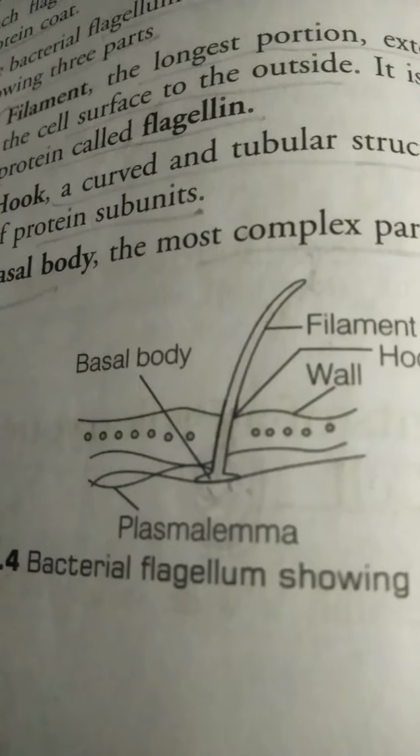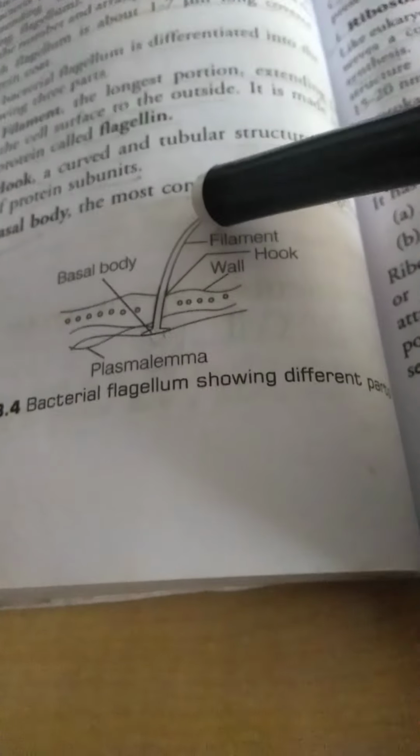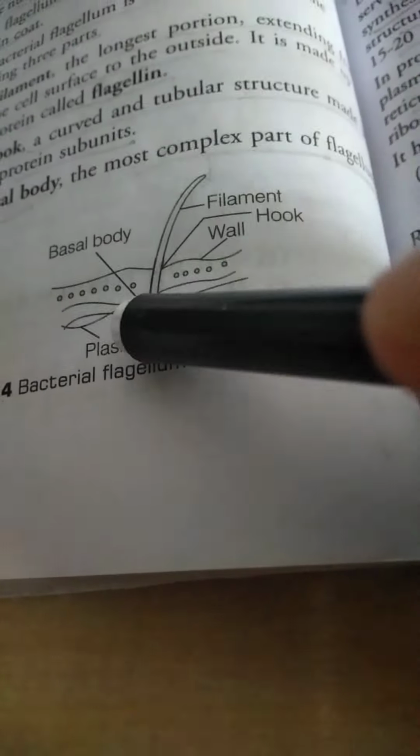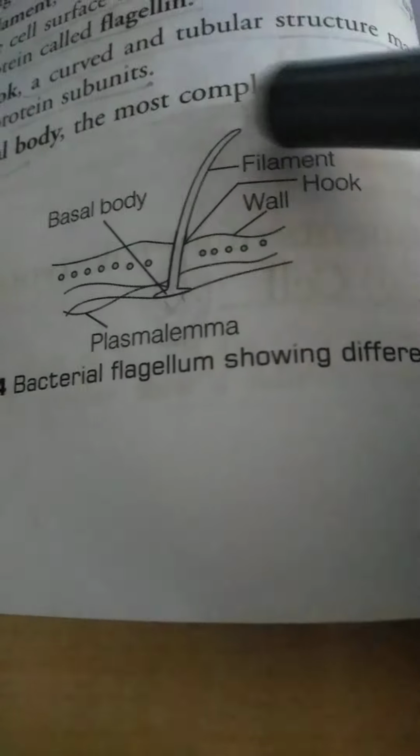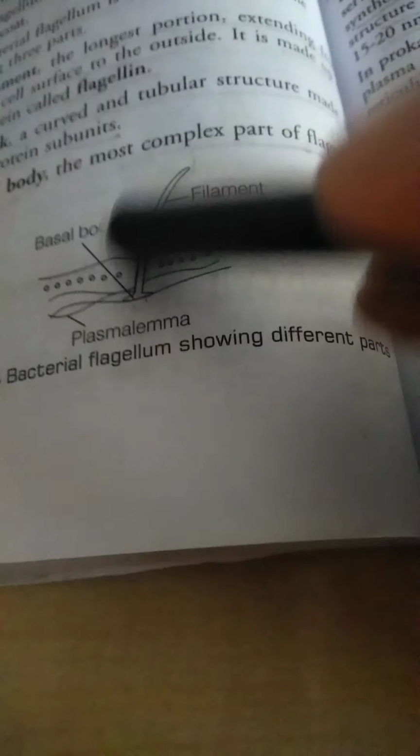Now, are you seeing this diagram? This is the bacterial flagellum, which shows the different parts. This portion is the filament. The filament is the longest portion which extends from the cell surface to the outside. It is made up of a protein which is called as the flagellin.